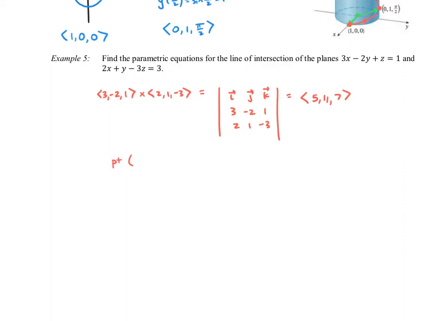So we're going to use, and again, you could pick up any point that you really want. But I'm just going to try this one, okay? Because it works for me. It works for the two planes there.